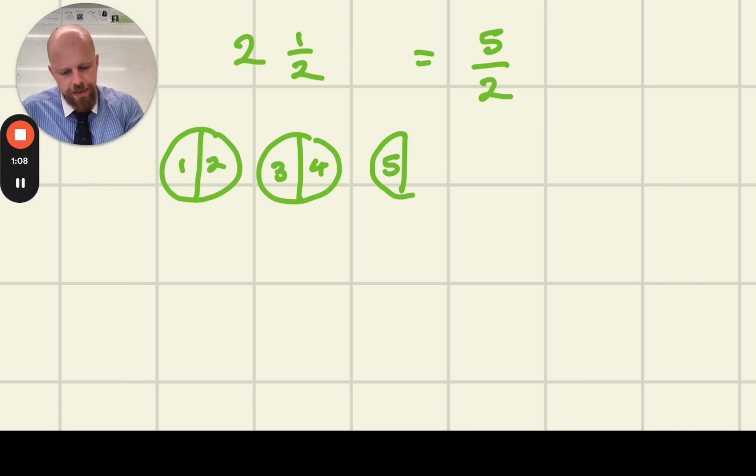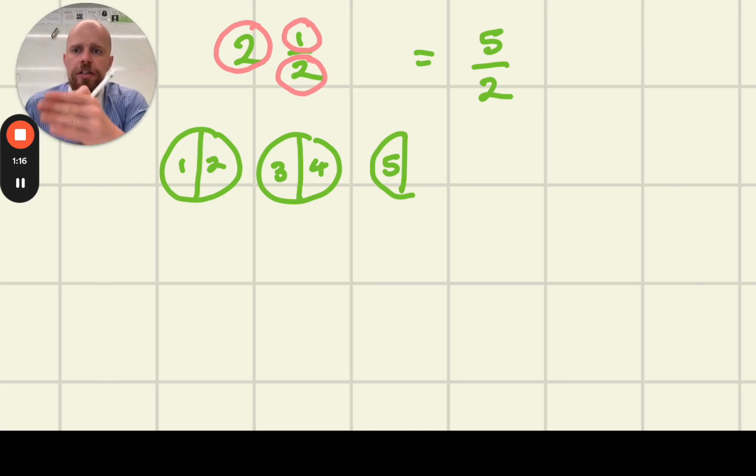The quicker way of doing this, which you may have spotted already, is to do 2 times 2 plus 1. So you do the whole number times the denominator, then add the numerator.